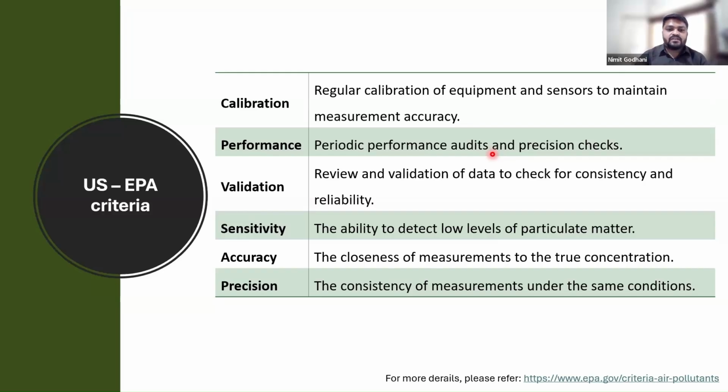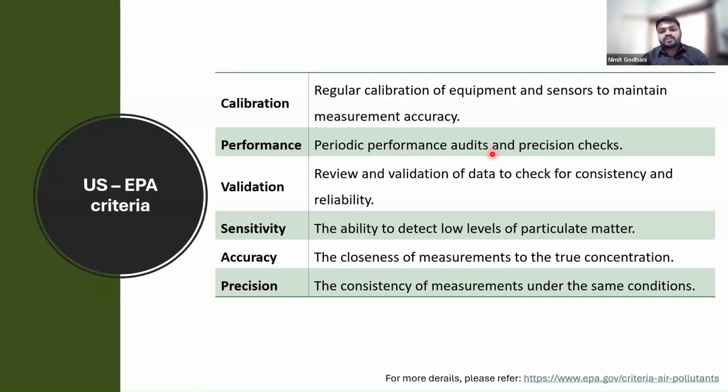Sensitivity, of course, is the ability to detect low levels of particulate matter, and it is very highly sensitive to that. Accuracy is the closeness of the measurement to the true concentration, but not the actual concentration. So we have to repeatedly collocate the low-cost sensor with the reference grade monitor and from time to time update the correlation factors.